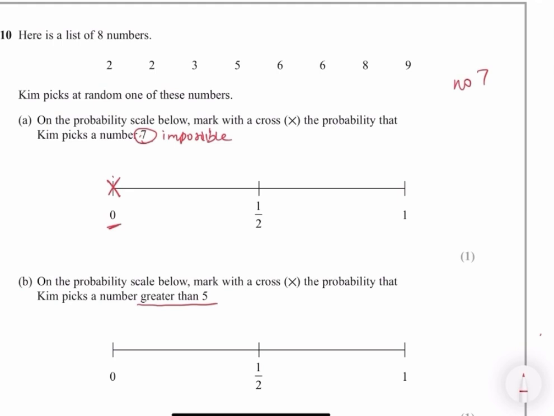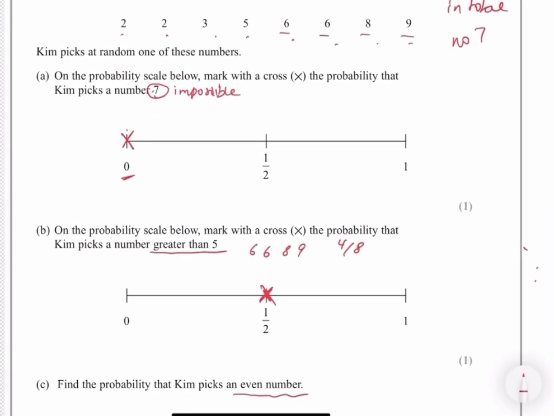The next question asks you the numbers greater than 5. Let's see how many of those we have. Well, that's going to be 5, 6, 8, and 9, 4. 4 out of 1, 2, 3, 4, 5, 6, 7, 8. Out of 8, so that's just half of them. So where are we going to put the cross? Right in the middle.